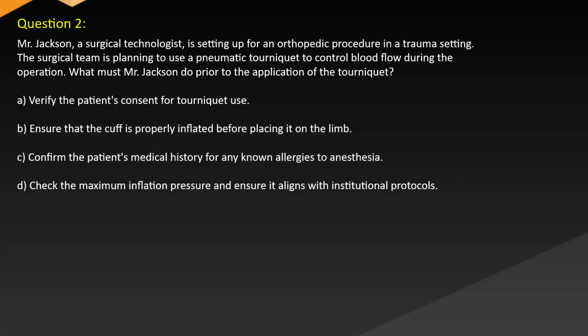Question 2. Mr. Jackson, a surgical technologist, is setting up for an orthopedic procedure in a trauma setting. The surgical team is planning to use a pneumatic tourniquet to control blood flow during the operation. What must Mr. Jackson do prior to the application of the tourniquet? A. Verify the patient's consent for tourniquet use. B. Ensure that the cuff is properly inflated before placing it on the limb. C. Confirm the patient's medical history for any known allergies to anesthesia. D. Check the maximum inflation pressure and ensure it aligns with institutional protocols.